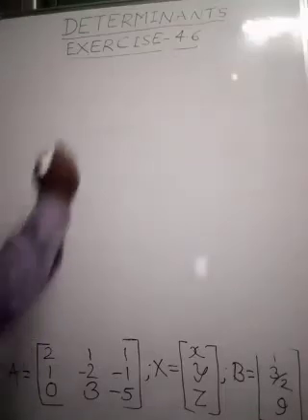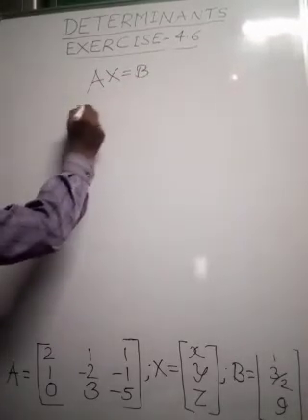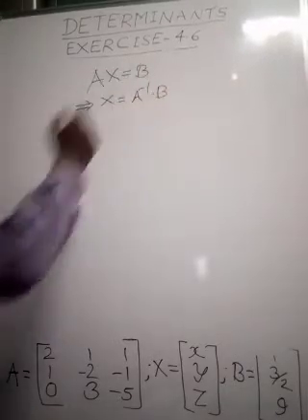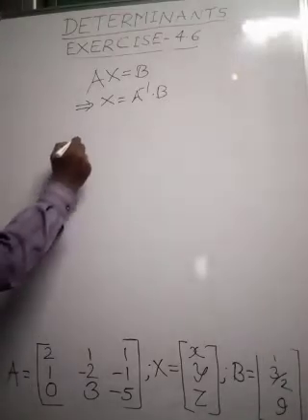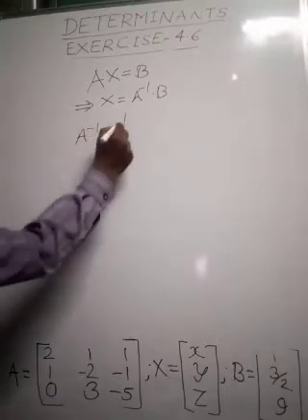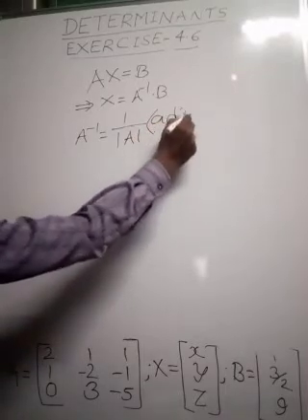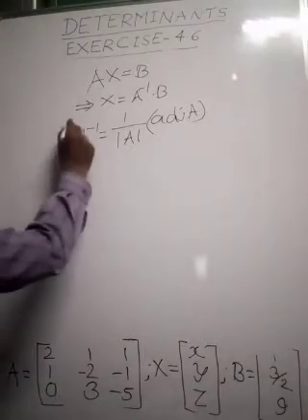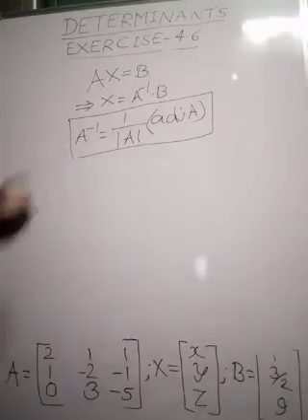Now we wrote the equation AX = B. This implies X = A inverse into B. Then how do you get A inverse? What is the formula? A inverse is equal to 1 by det A into adjoint A. So we are going to find out first A inverse.